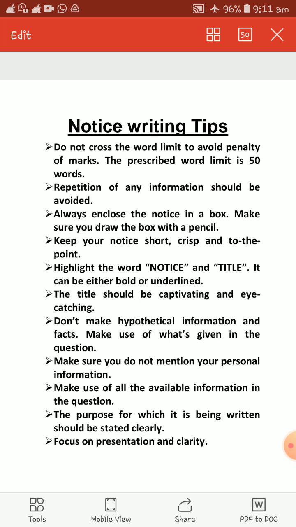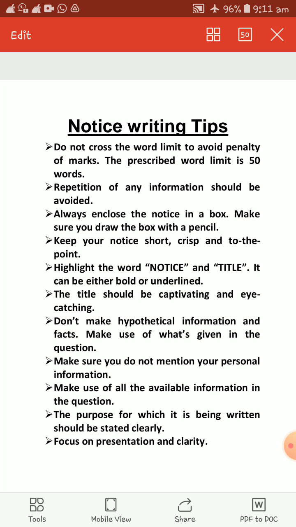Repetition of any information should be avoided. Don't repeat the same information again and again. Repetition must be avoided. Always enclose the notice in a box. Make sure you draw the box with a pencil. Always, after framing the entire notice, keep it within a box, and make sure that you draw the box not with a pen but with a pencil.